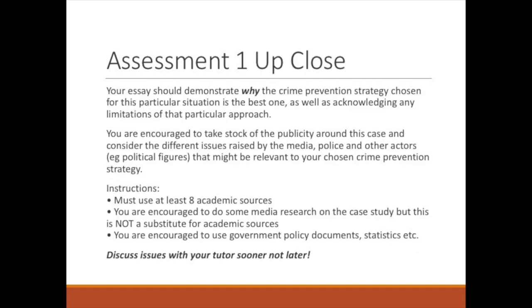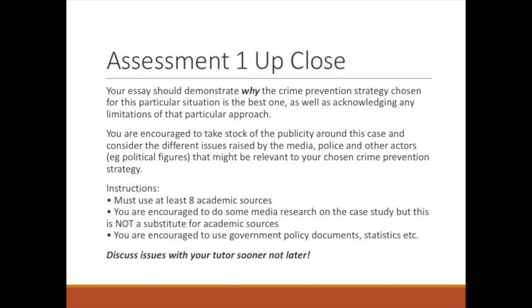Now, as I've mentioned in the past couple of lectures, how do you approach this assessment? You need to be writing about why the crime prevention strategy that you've chosen for this particular situation is the best one. Now, that doesn't mean it's the perfect strategy. You need to also demonstrate that you understand there are limitations, but you explain why, even with these limitations, this strategy is still, in your view, the most appropriate one for the given case.